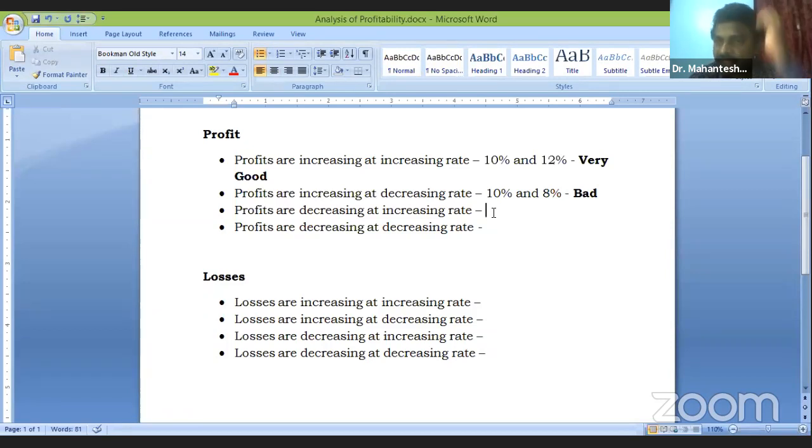If the profits are decreasing, it is expected. Profits decreasing is expected because of prevailing economic conditions in the country. All right, like COVID-19. So profits are decreasing, but at an increasing rate. Decreasing at an increasing rate is a real matter of concern for us.